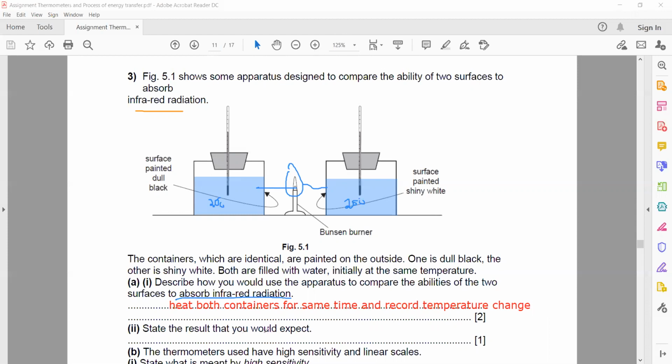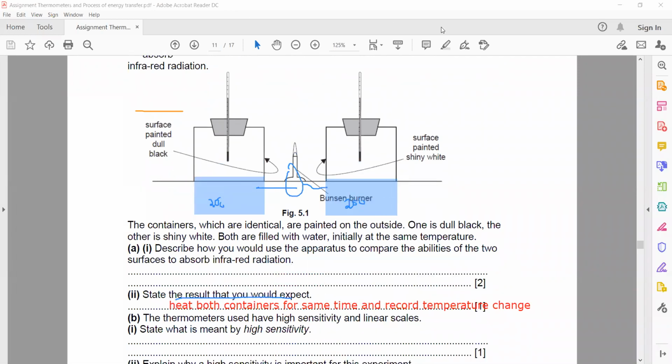State the result that you would expect. What do you expect? Which one will show a greater change in temperature? So the dull and dark surface, the painted dark surface, will show a greater change in temperature.